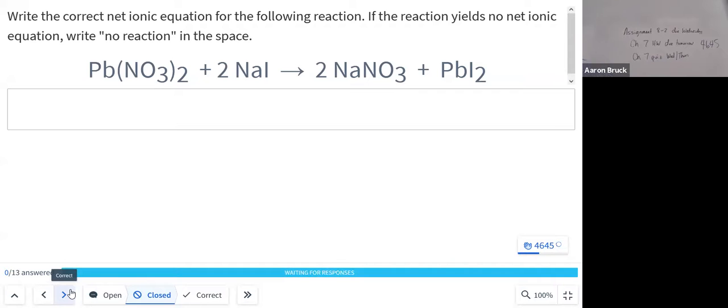Now, if you get to the net ionic part and everything's canceled out, type in no reaction. Otherwise, use the formula tool inside of Top Hat. You should be able to make subscripts and superscripts using the text editor. You do not need to include the phases.